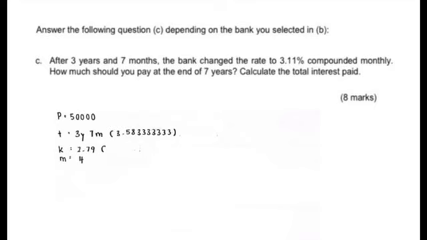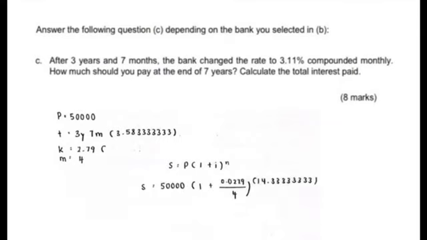So the original principal was 50,000 and the original interest rate was 2.79% compounded quarterly, and the time period before the rate change is 3 years and 7 months, which is equivalent to 3.583 years. To solve this question, we use the compound interest formula, which is S equals P(1 + i)^n.